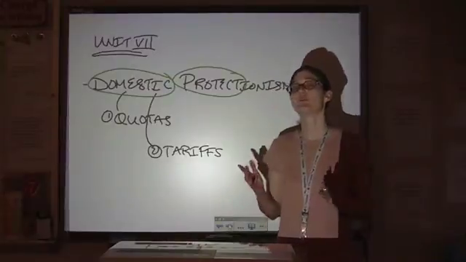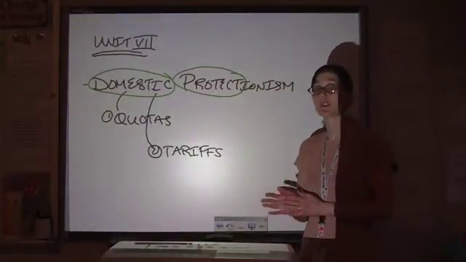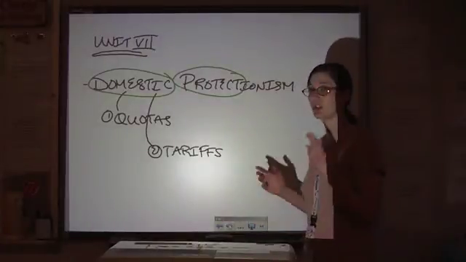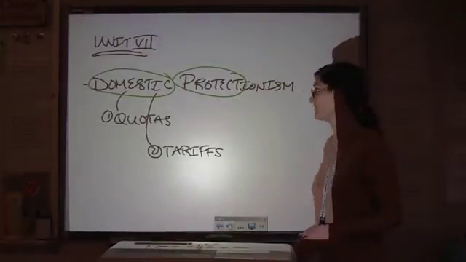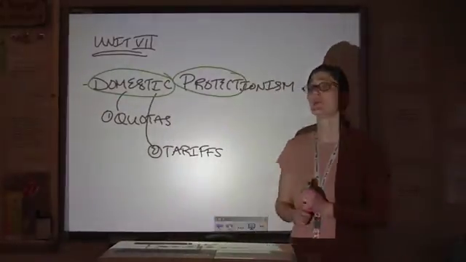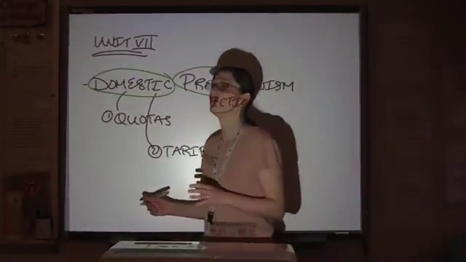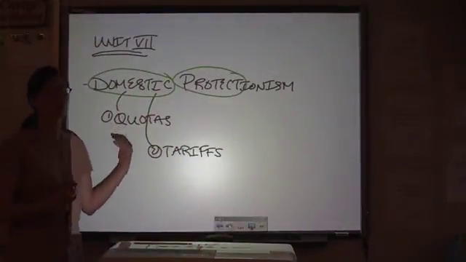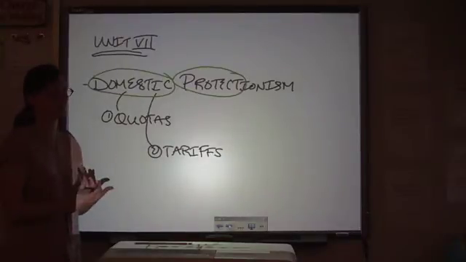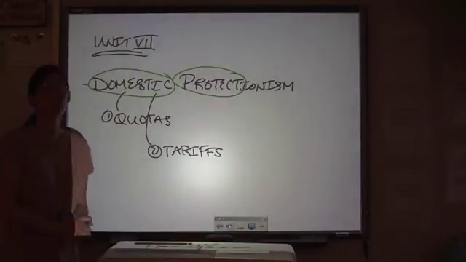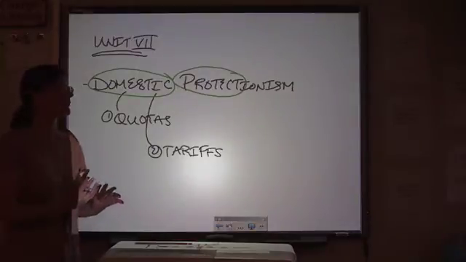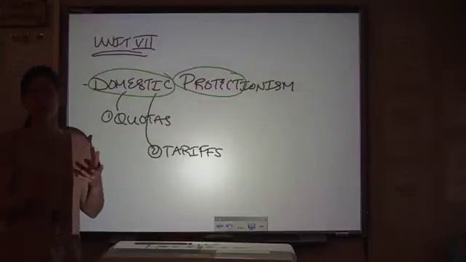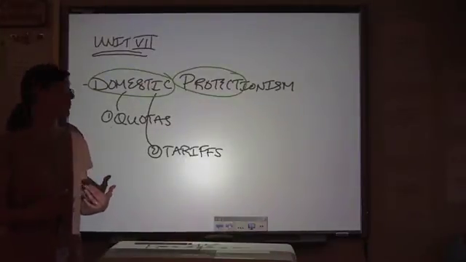Now, the two protectionist measures that you hear about most often historically and in the news would be quotas and tariffs. They are two completely different things, but they have the same goal. A quota would be a limit, a numerical limit on how many units or how much of a particular product could be brought into the United States. A quota, for example, might limit how many tons of steel another country was able to import.